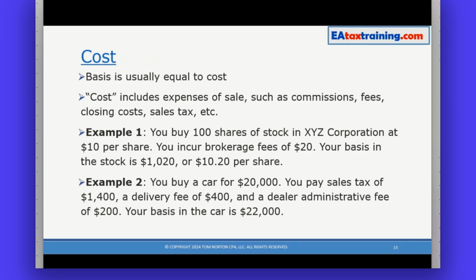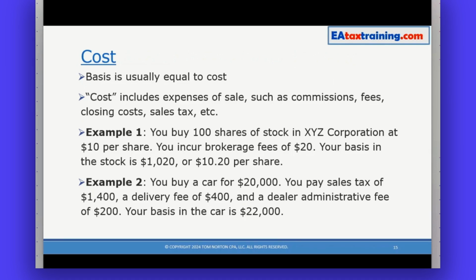Because when you actually go out and buy stock on the stock market, you're not just paying whatever the price that's listed on the exchange is. You're also going to be paying some sort of expenses or fees in order to buy that stock. Those expenses or fees get added into the basis, as you see here. So you bought the stock for $10, but your basis is actually $10.20 because you had to pay those brokerage fees.